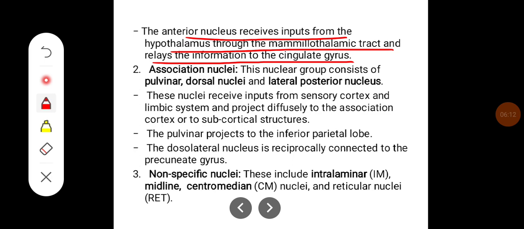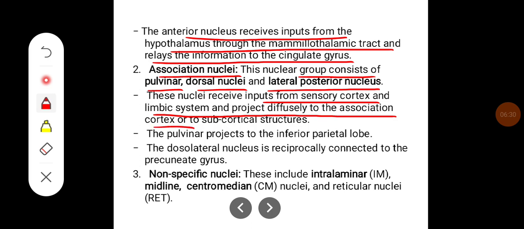The second function is association nuclei. This nuclear group consists of pulvinar, dorsal nuclei, and lateral posterior nucleus. These nuclei receive inputs from sensory cortex and limbic system and project diffusely to the association cortex or to subcortical structures. The pulvinar projects to the inferior parietal lobe. The dorsolateral nucleus is reciprocally connected to the precuneate gyrus.